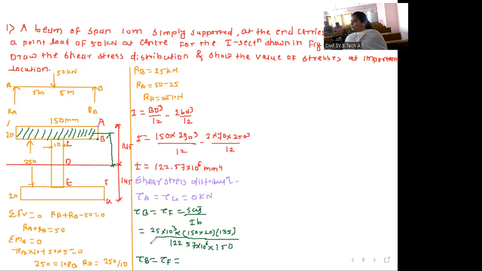How much? 0.5507 Newton per mm square. So next we will calculate at C and E. So shear stress at C, which is equal to shear stress at E.